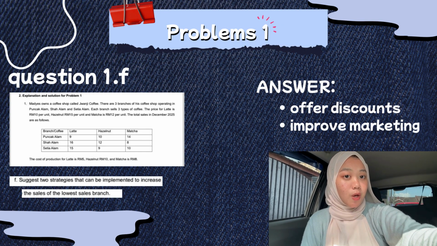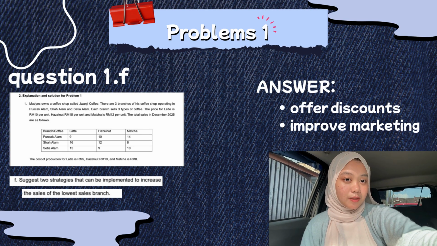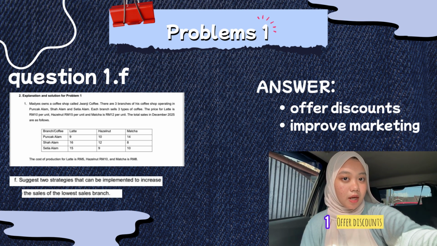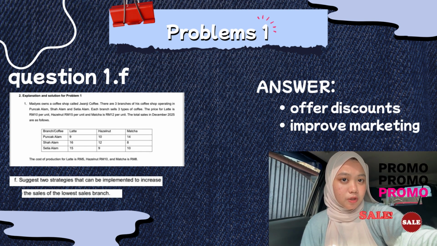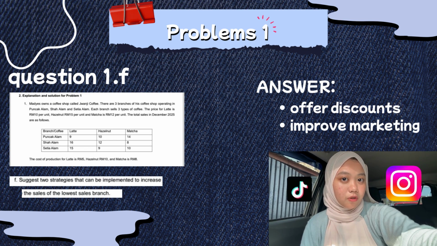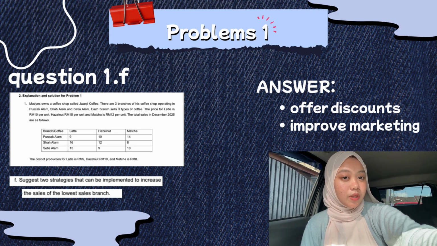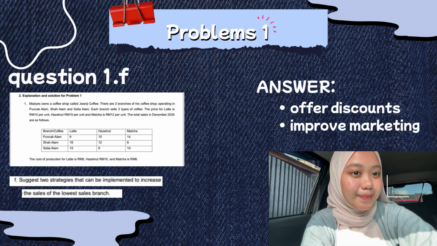For question F, we need to suggest two strategies to increase the sales of the lowest sales branch, which is Puncak Alam. The first strategy is to offer discounts. For example, the shop can provide promotions or combo deals to attract more customers. The second strategy is to improve marketing. For example, the business can use social media such as Instagram or TikTok to promote their products and reach more customers. With these strategies, the sales of the branch can be increased.